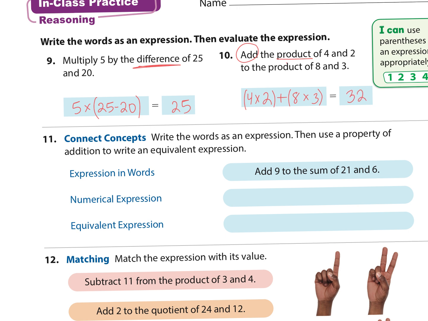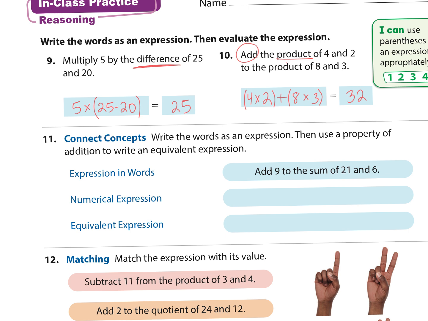32. All right, the next part says write the words as an expression, then use a property of addition to write an equivalent expression. Okay, so a numerical expression. I've already got it in words. Add 9 to the sum of 21 and 6. Numerically, what might that look like? I'm going to add 9 to the sum of 21 and 6.